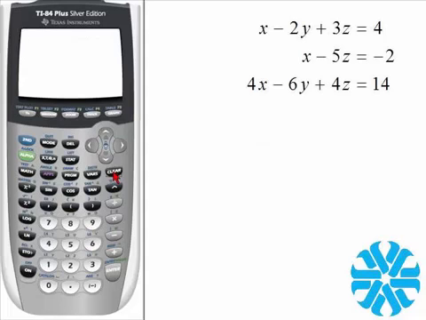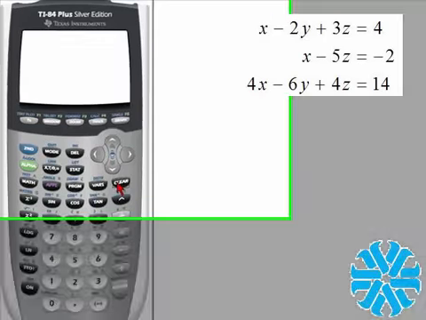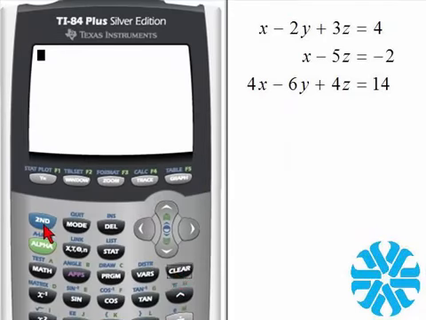x minus 2y plus 3z equals 4. x minus 5z equals negative 2. And 4x minus 6y plus 4z equals 14. Okay, let's input this system of equations into the calculator. So second function and matrix.